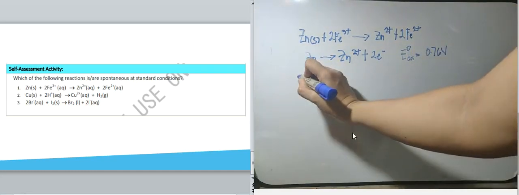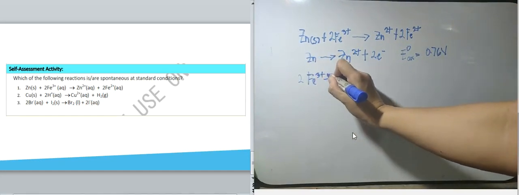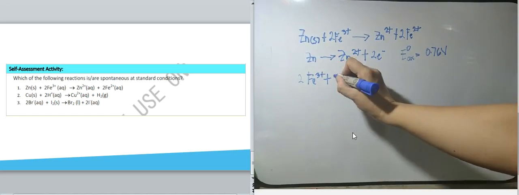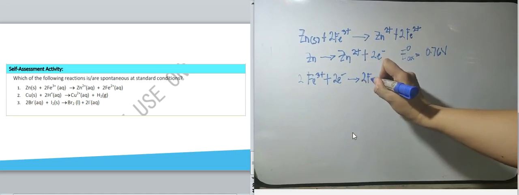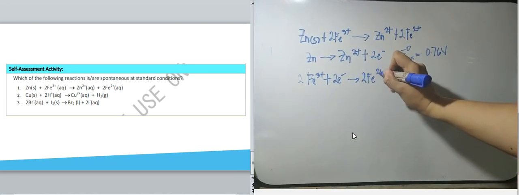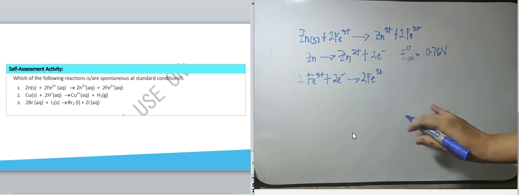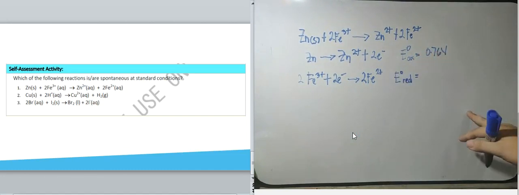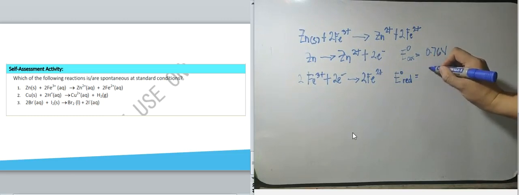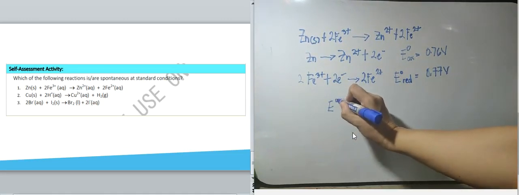Okay? So we have another half reaction. 2 iron 3 plus, plus 2 electrons, yields 2 iron 2 plus. And we can observe that this one is reduction, kasi nga ang electrons ay nasa reactant. So therefore, for the standard reduction potential, we can check our table. We have 0.77 volts.